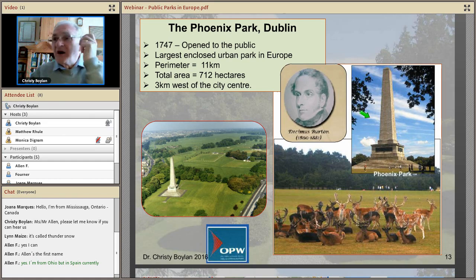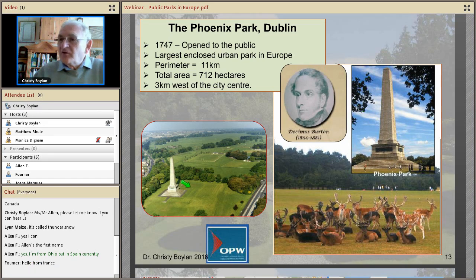So this park is 700 hectares. It's very large. In fact, it's 4 times the size of the state of Monaco. And that's a very famous place, as you know. So this is one of our oldest parks in Dublin. And here's some information about it here. It was opened to the public in 1747. Lord Chesterfield opened it to the public.